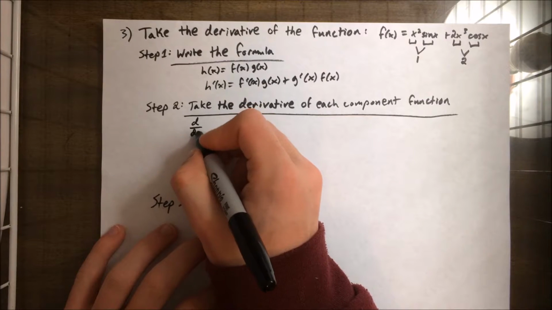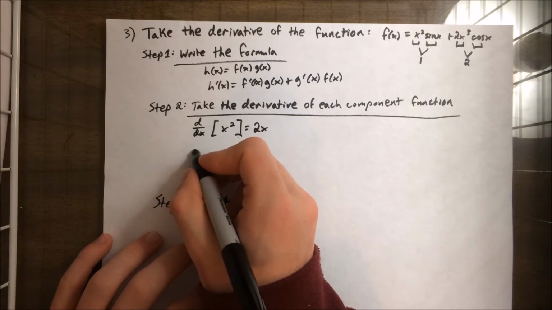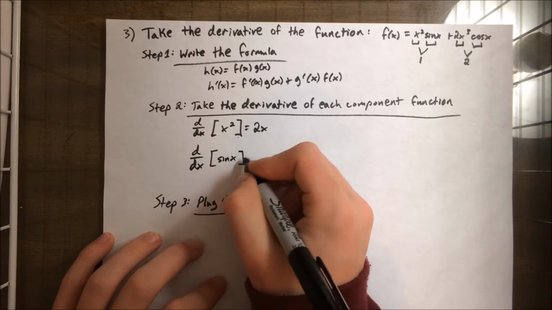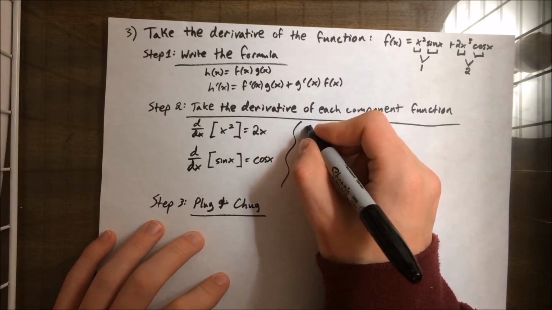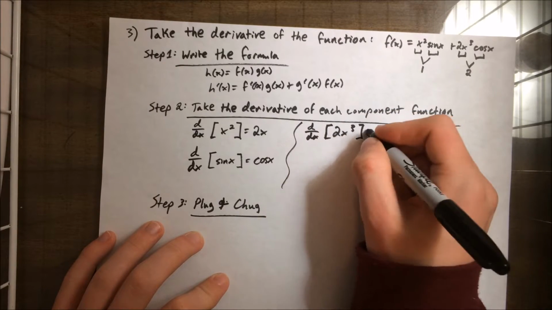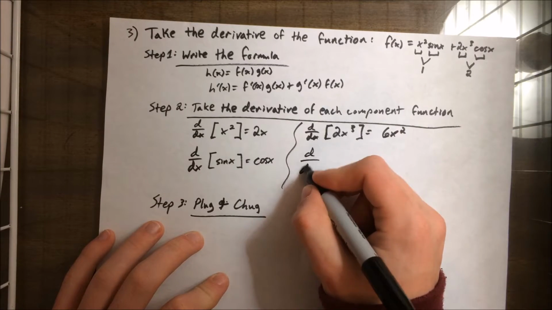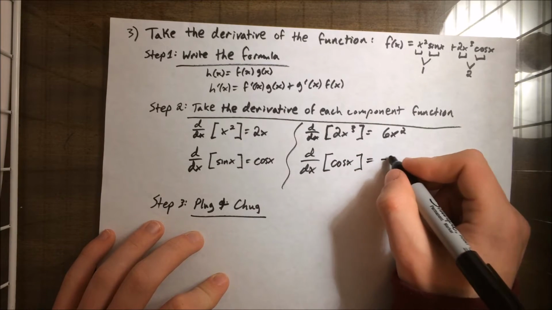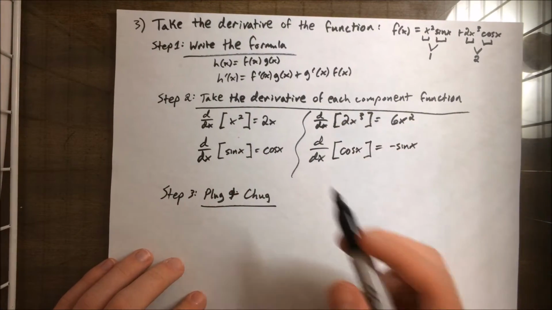Okay, so step 2 is to take the derivative of each component function. So the derivative of x squared is 2x. The derivative of sine of x is the cosine of x. The derivative of 2x cubed is 6x squared, and then the derivative of the cosine of x is the negative sine of x.